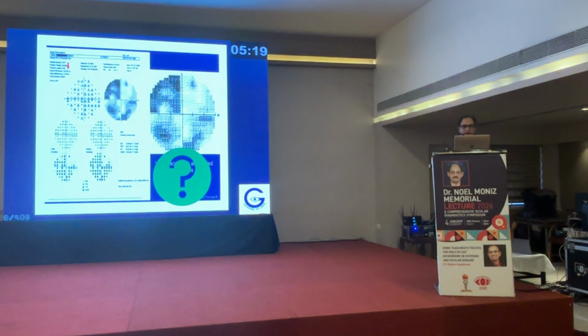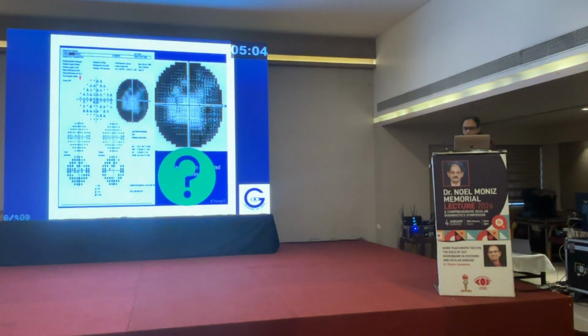So this is a high false positive response, where you will get abnormally high sensitivity in the patient, with thresholds beyond 40, and this is seen as white scotomas in the high false positive fields. And this is a high false negative response, where you get the clover leaf.